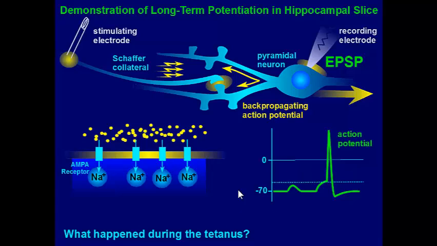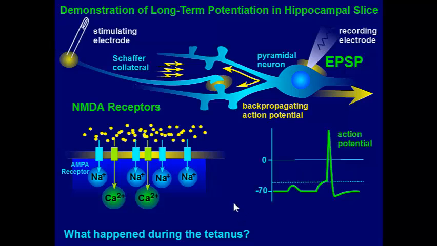Something very, very special is now going to happen. I mentioned that we have all these AMPA receptors. They're in all these different synapses here. As well, all these synapses possess another receptor for glutamate, and this is called the NMDA receptor. So we have NMDA receptors here as well. Now, during the tetanus, these NMDA receptors become activated. But they become activated only during the tetanus.